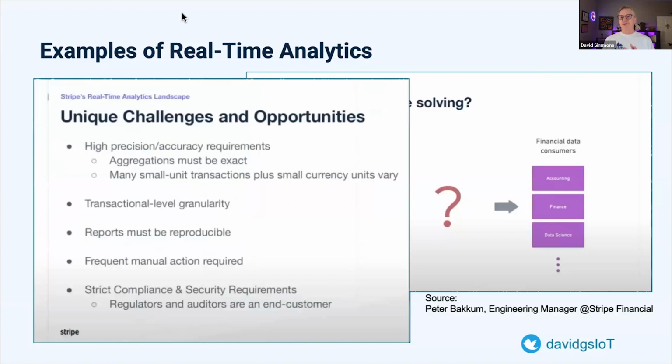So again, for Stripe, they want very, very high precision and accuracy, right? Their aggregations of their data have to be exact. This is financial data, right? And they have lots of very small transactions.